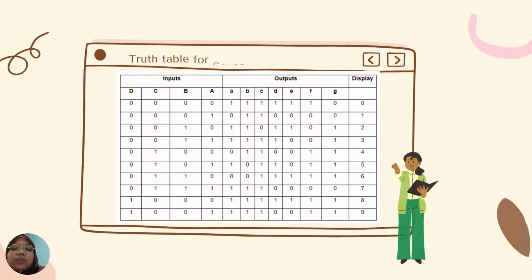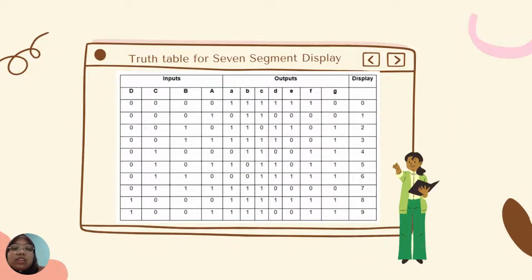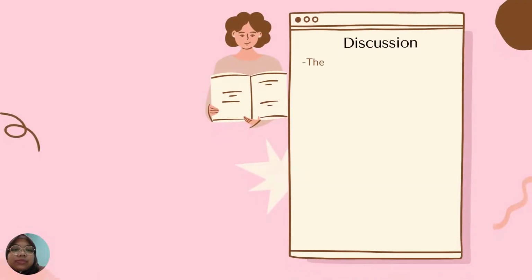Next, we will look at the truth table for the 7-segment display. So the inputs are A, B, C, D, and then the outputs are collected, which are A, B, C, D, E, F, G, and then the display, which are 0, 1, 2, 3, 4, 5, 6, 7, 8, and 9. Next, we will look at the discussion of this experiment.